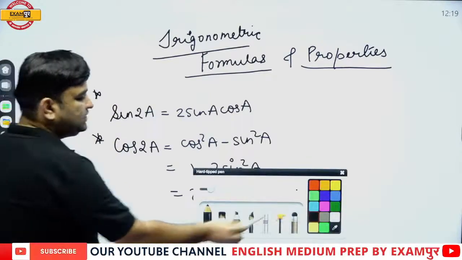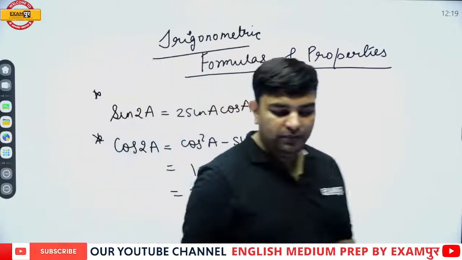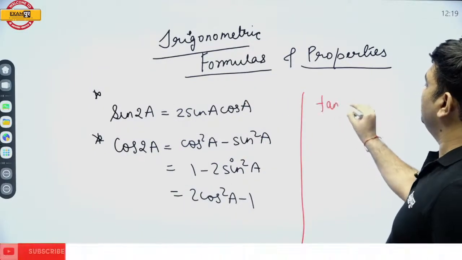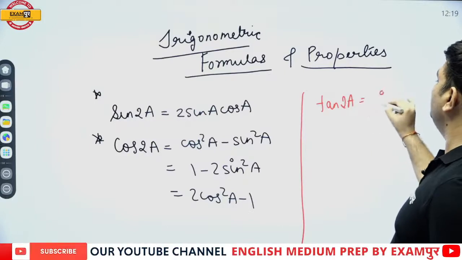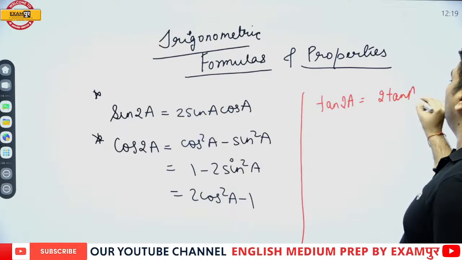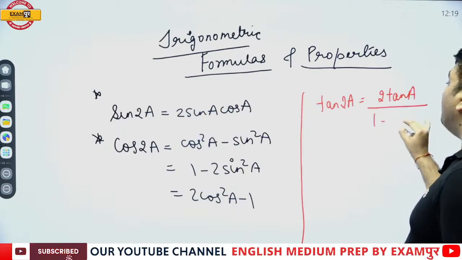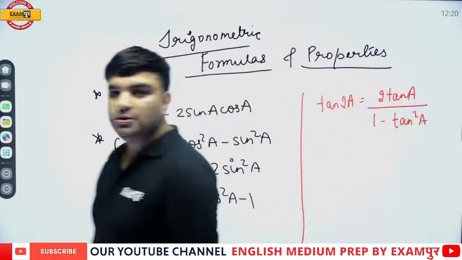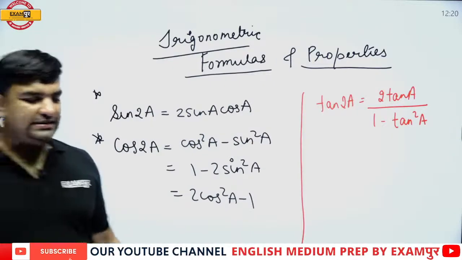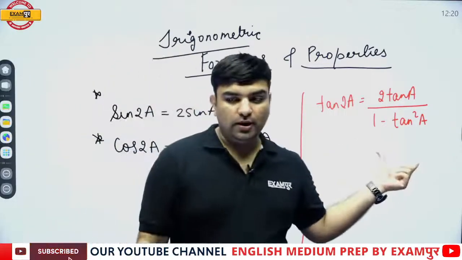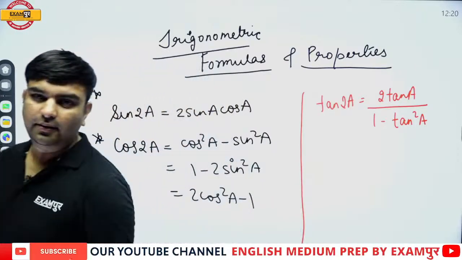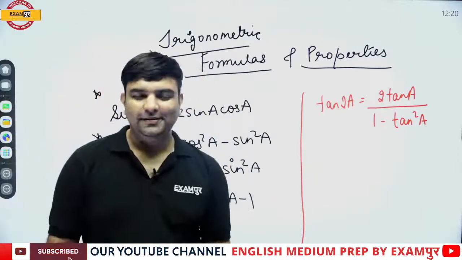Now comes your favorite, and that is tan 2a, which is 2 tan a upon 1 minus tan square a. Tan 2a comes out as 2 tan a upon 1 minus tan square a. Great.